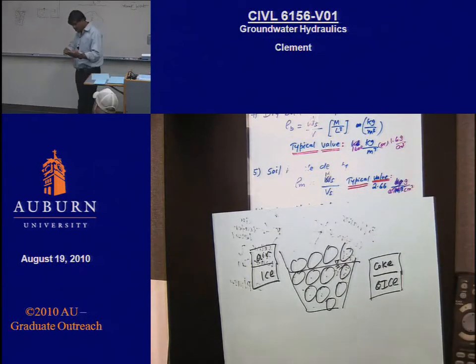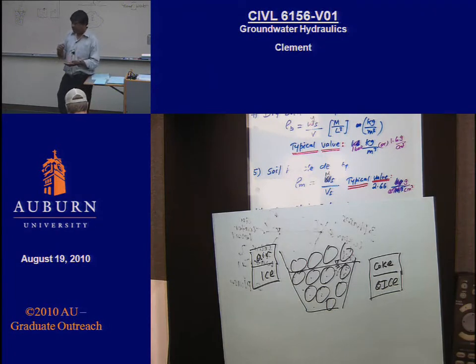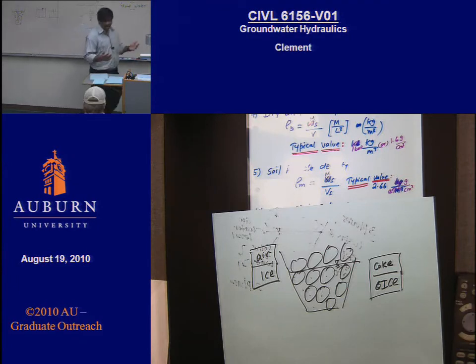So there are three numbers I want you to remember. Porosity is roughly 0.4. Density of water is about 1,000 kg per meter cubed, or 1 gram per centimeter cubed. The dry bulk density of soil is about 1.6 gram per centimeter cubed, or 1,600 kg per meter cubed. And the density of rock is about 2.6 gram per centimeter cubed, or 2,600 kg per meter cubed. So those are the three key numbers you want to keep in mind.